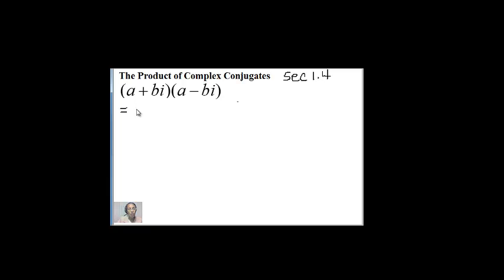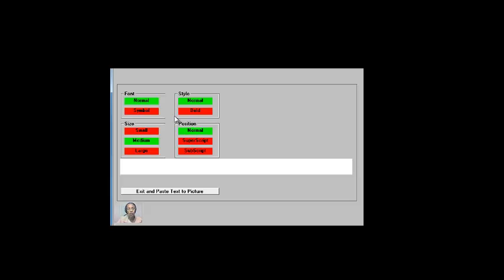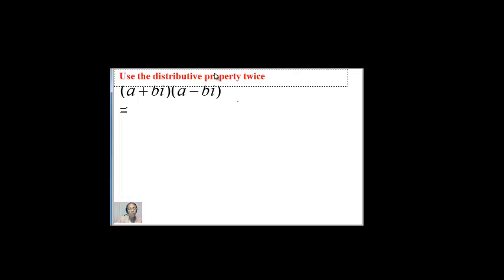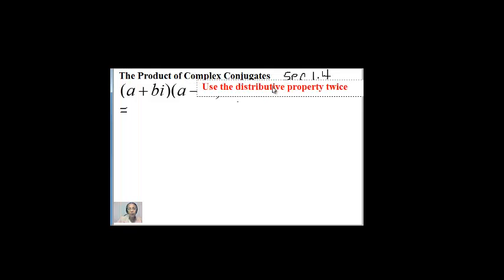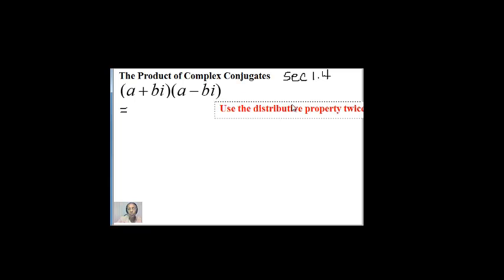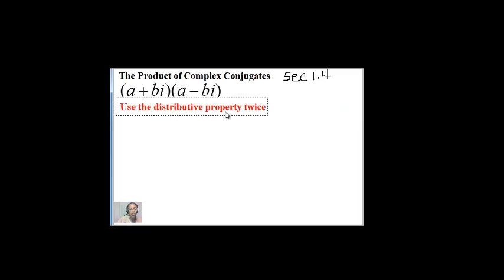Well, to do this product, you are going to use the distributive property twice. So let's just make a note of that. And then let's actually show what that looks like. Sometimes when you learn this concept of this double use of the distributive property, you call it FOIL. You don't have to call it FOIL. But the reality is, it is a double use of the distributive property. So let's take a look at this.